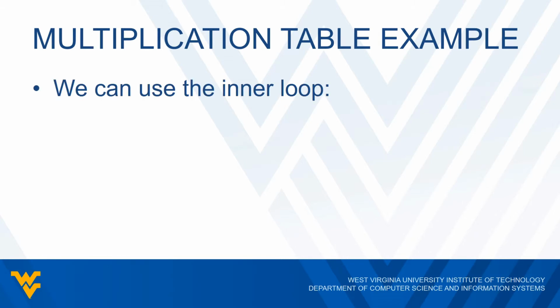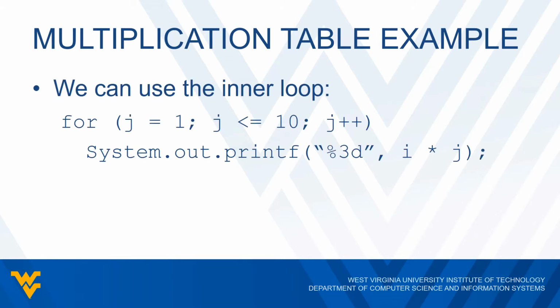This means we can use the following inner loop. So we can say for j is equal to I, as long as j is less than or equal to 10, we can do System.out.printf %3d I times j. Now I'm doing the %3d because remember, we want to have a little space in our multiplication table. So this will mean that each number has exactly 3 items. So this allows us to align our numbers correctly.